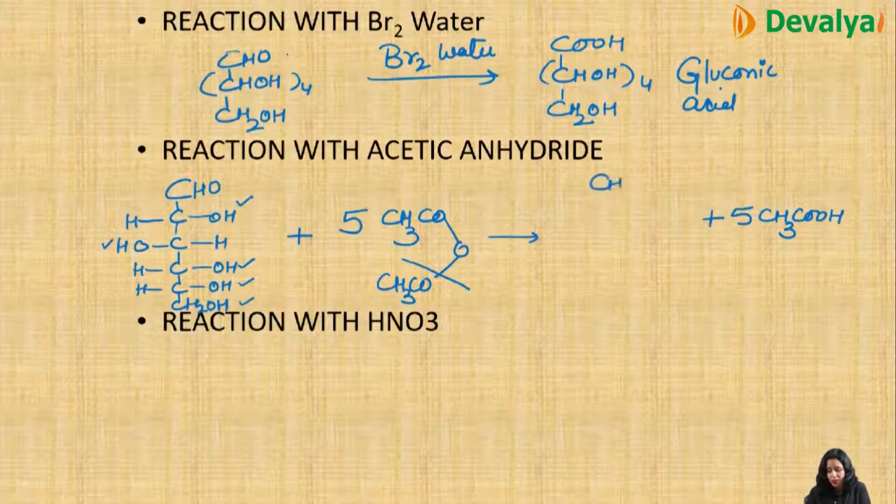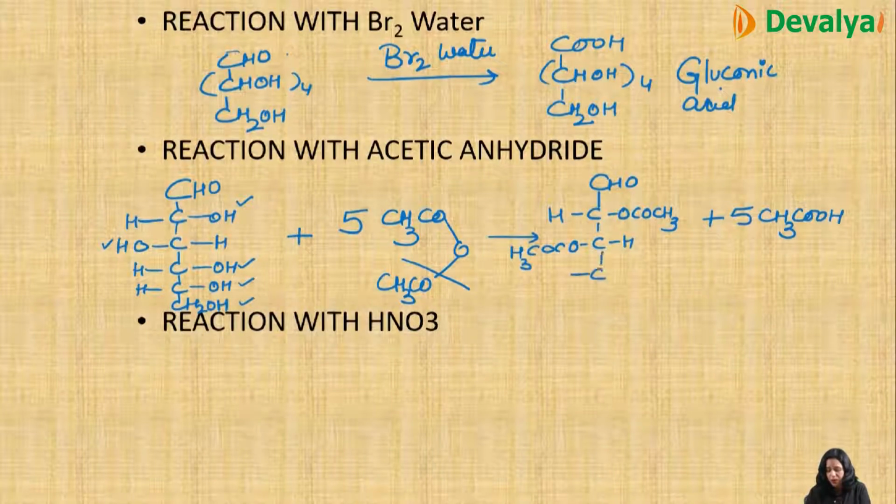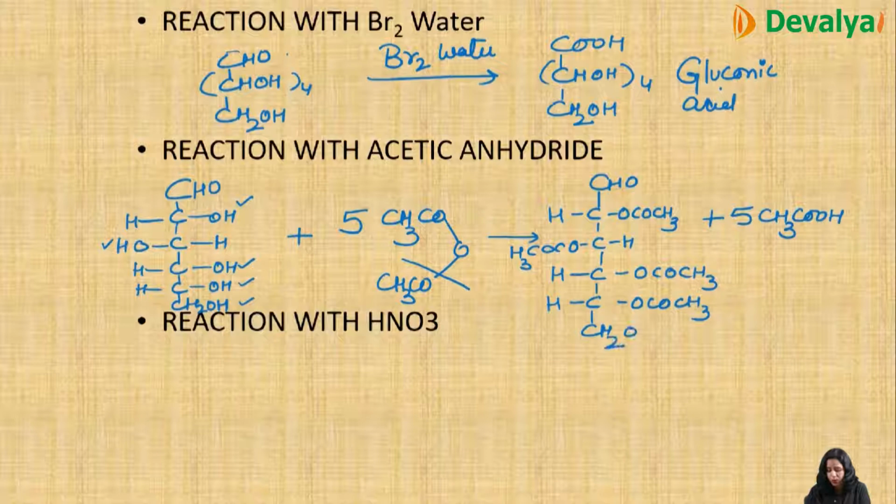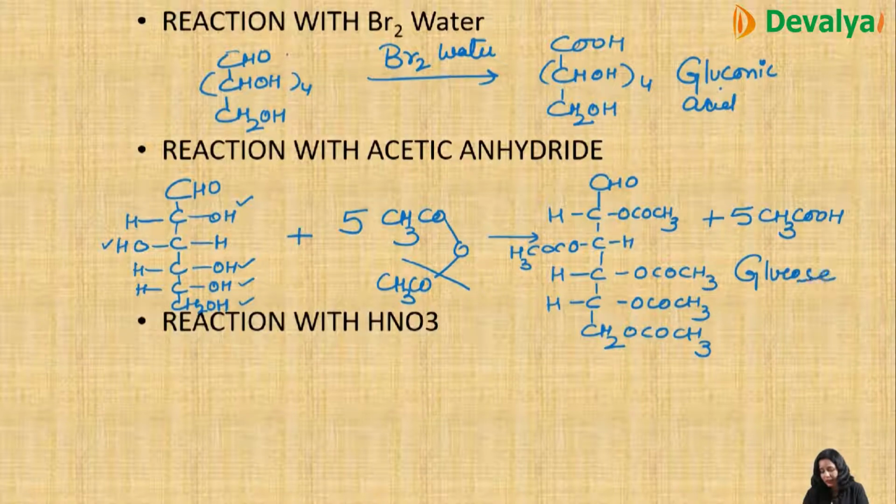plus, this is your CHO, CH, OCOCH3, CH, OCOCH3, CH, OCOCH3, CH, OCOCH3, then CH2, OCOCH3. Now the product which is formed here is known as glucose pentaacetate. This is glucose pentaacetate.